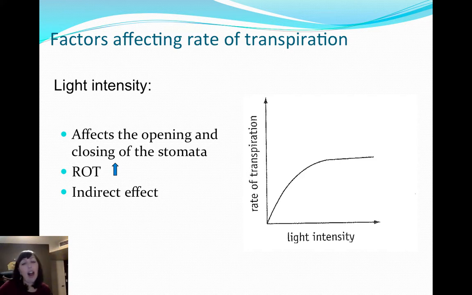If you look at this graph here, you can see that the rate of transpiration increases steadily, but then at a certain point, as light intensity increases, it starts to level off. That's because if light gets too intense, then the stomata will start to close to prevent too much evaporation, which will decrease the rate of transpiration, or at least slow it down. Eventually, if light intensity kept increasing, rate of transpiration would start to decrease.